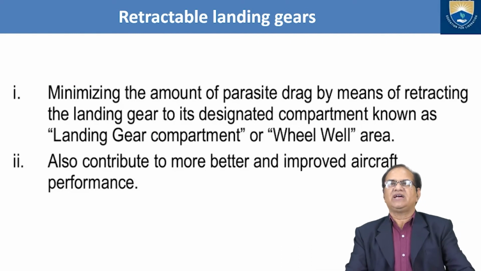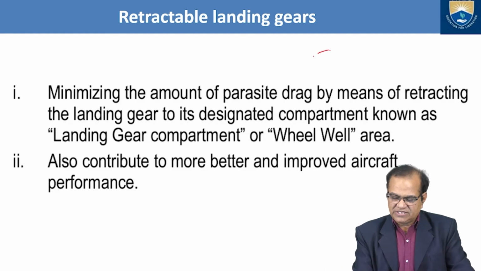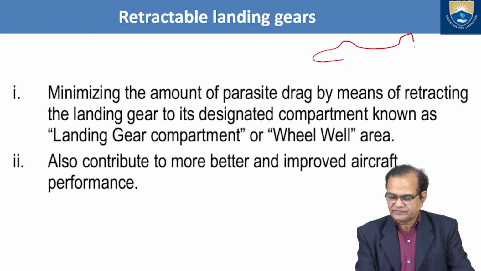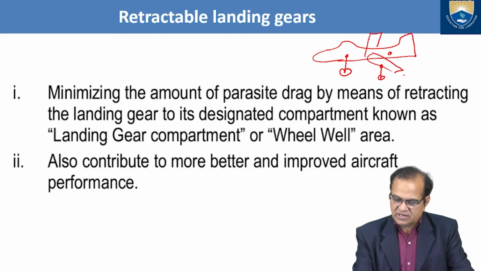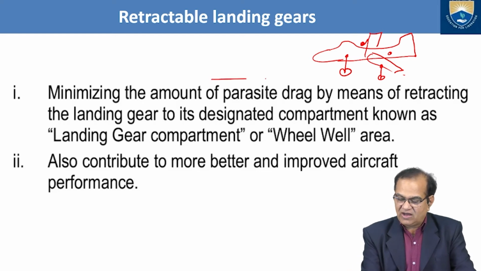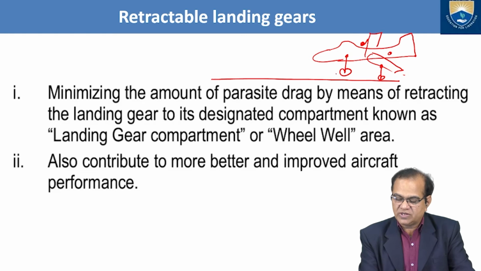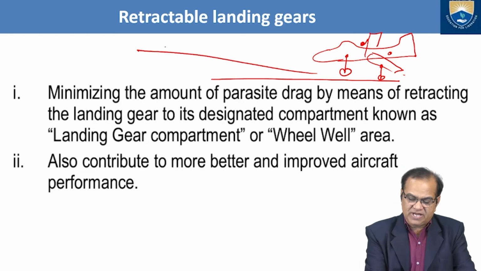Now I will talk about the retractable landing gear. In this, this is the aircraft. This is the nose landing gear, and here we have the wing. During the runway, or during the landing and takeoff, it will be out, and after takeoff, all the wheels which are outside are retracted inside and put inside the fuselage or the wing.